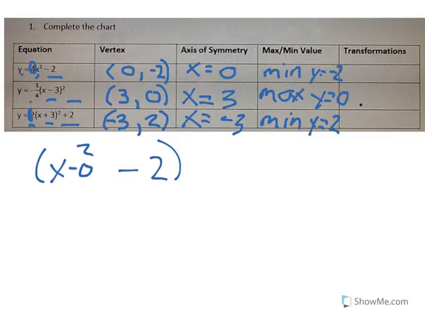Hopefully that helps clarify how to fill out a chart like this and how to really understand what our equations in vertex form are telling us.